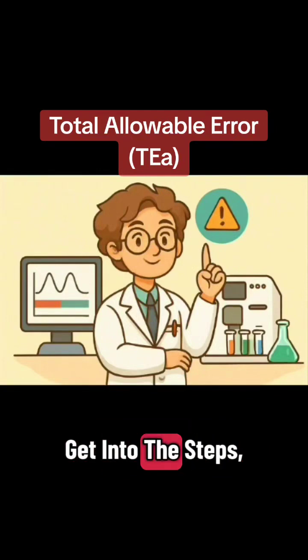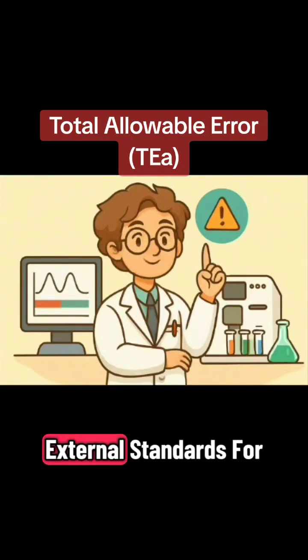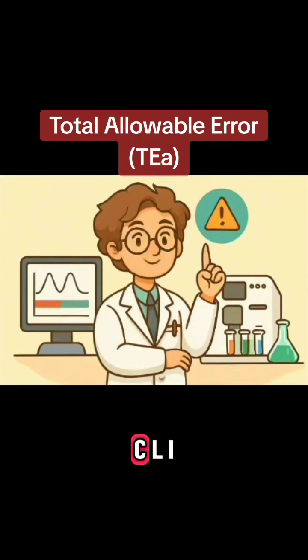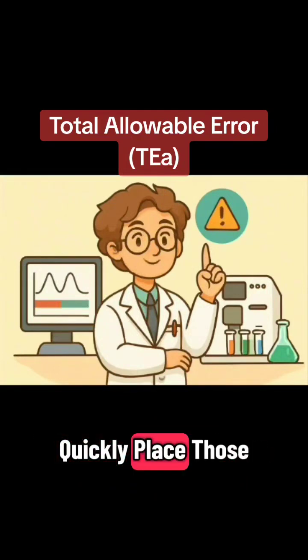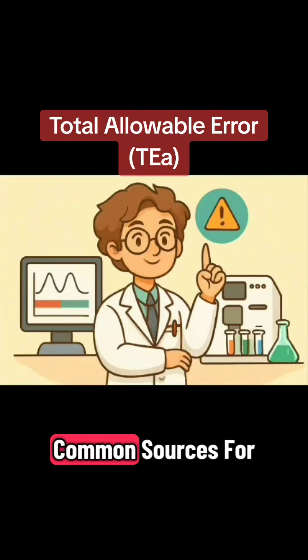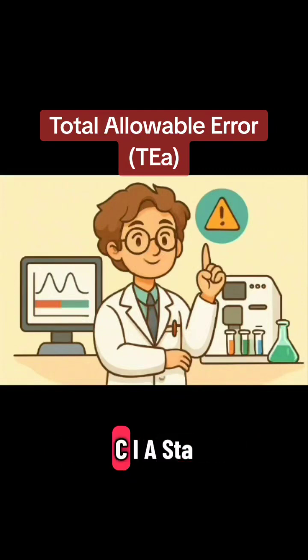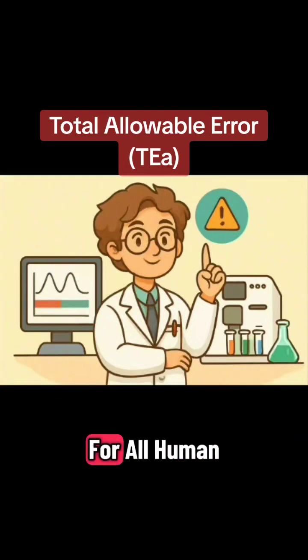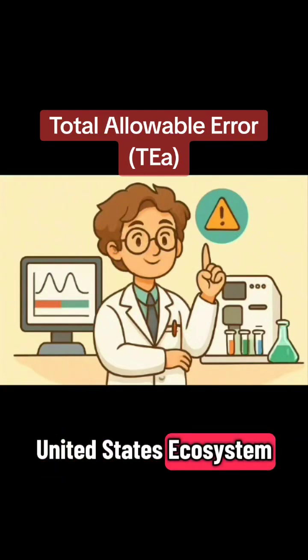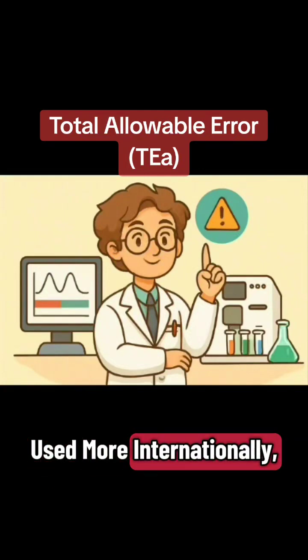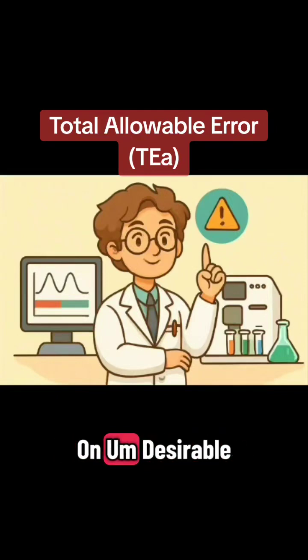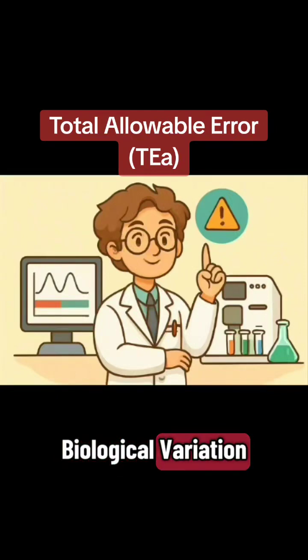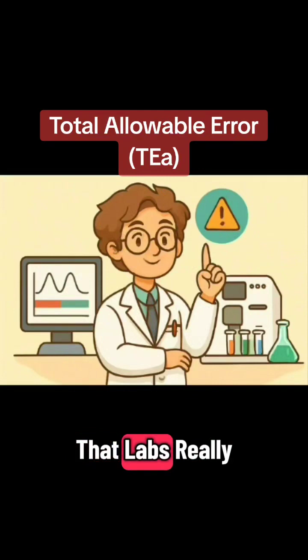Now, before we get into the steps, the sources we reviewed mentioned 2 big external standards for defining that perimeter, CLIA and RiliBÄK. Can you just quickly place those for us? Sure. They're both very common sources for setting that initial TEa value. CLIA stands for the Clinical Laboratory Improvement Amendments. That's the U.S. standard. Yes. It sets quality standards for all human testing in the United States. RiliBÄK is a system used more internationally, especially in Europe, and it's based on desirable biological variation. They both provide these consensus limits that labs really should adopt.